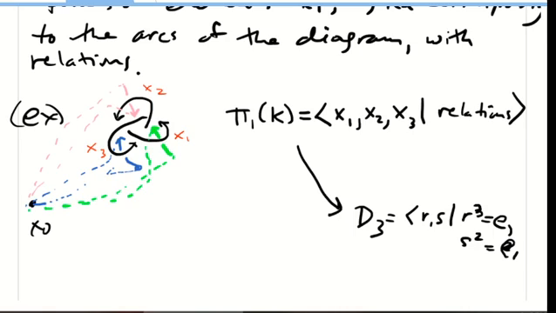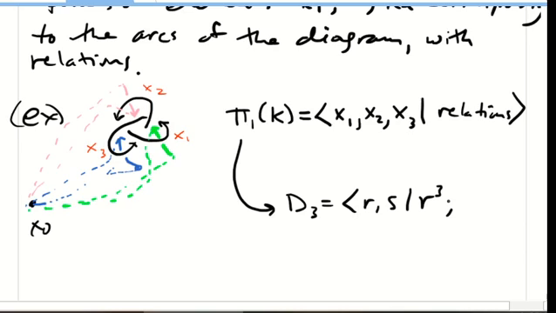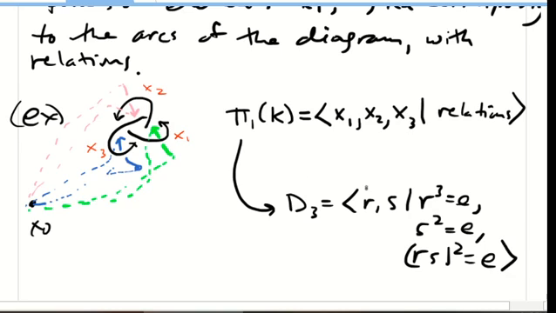Let me go to the next thing here. Okay. So I'm going to define something here. This is going to be R and S, such that R cubed is the identity, S squared is the identity, and RS squared is the identity. Okay? That's one way to think of the dihedral group.